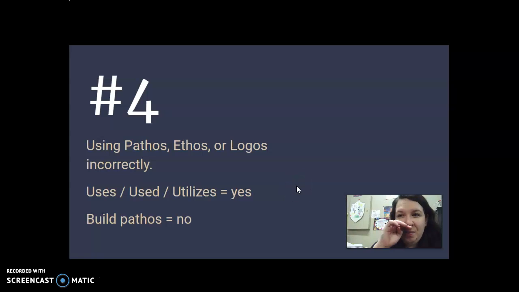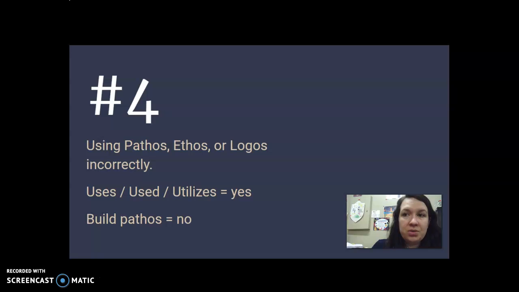Okay, this is kind of a big one, and I even made this mistake myself, and I've been reading it and realizing that I don't like it. So when you're using pathos, ethos, and logos, I want you to try to use the verb use, used, or utilizes instead of build. If you're going to say build pathos, instead of saying pathos, say the actual emotion, like build sympathy, or elicit sympathy, or build anger, or make the audience feel angry, okay?